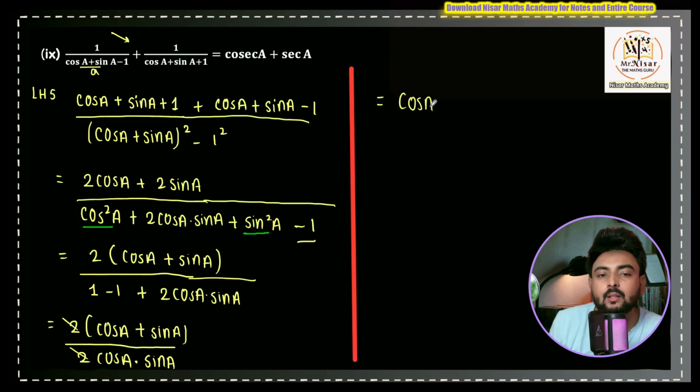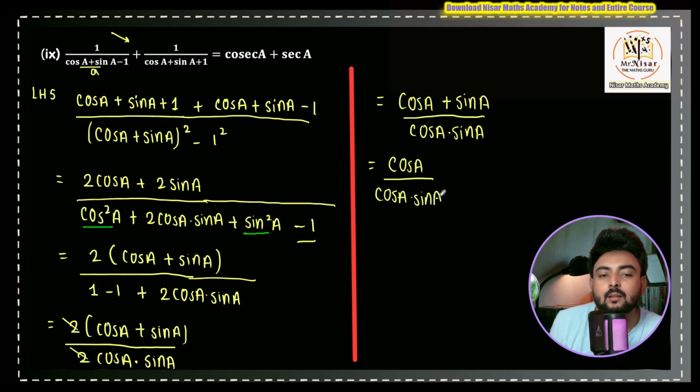cos A plus sin A upon cos A into sin A. So what we will be doing here, children, we'll just separate the numerators and denominators. See, I'll write here cos A one time, and here I'll separate it with cos A into sin A, plus we have sin A, and here I'll separate it with again cos A and sin A, just separating the denominators. Why are we doing it like this?